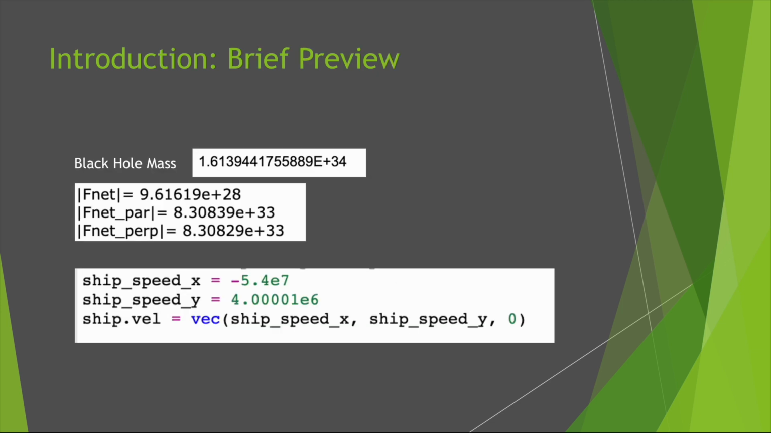A brief preview of the results. We found that the black hole mass was 1.62 times 10 to the 34 kilograms, and the total net force was 9.6 times 10 to the 28 newtons, with its two broken down perpendicular and parallel net forces. The ship speed ended up being around negative 5.4 times 10 to the 7 meters per second in the x direction, and 4 times 10 to the 6 meters per second in the y direction. Now I'll walk through the code.